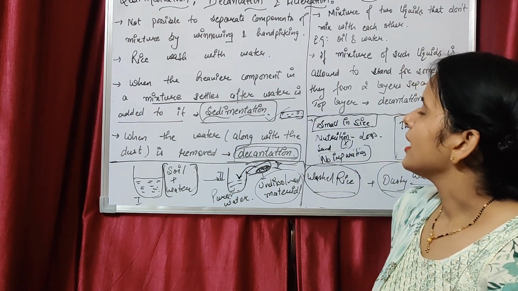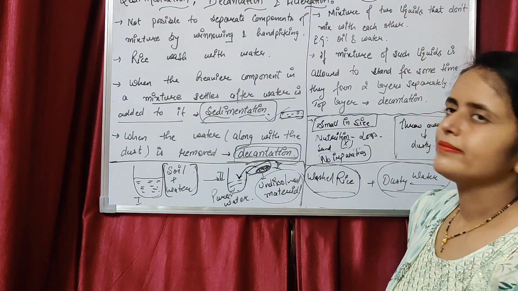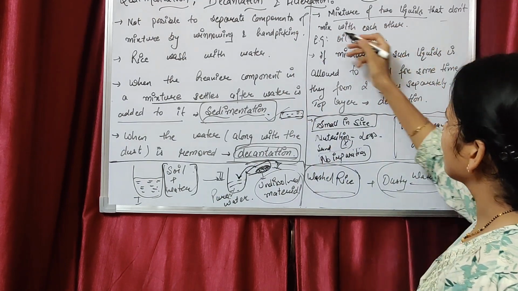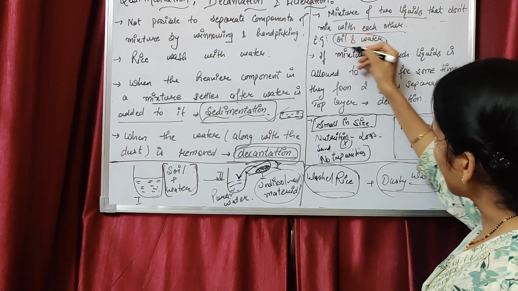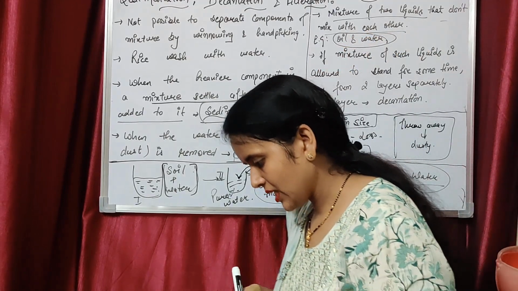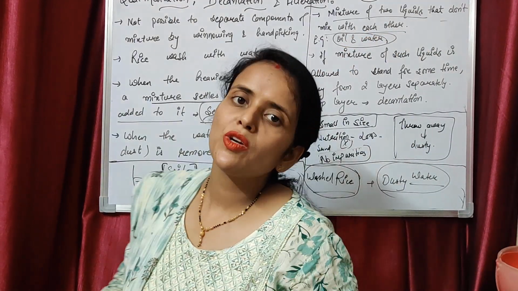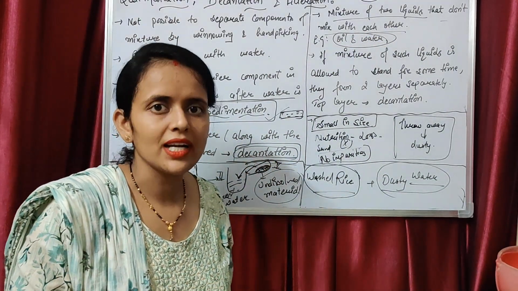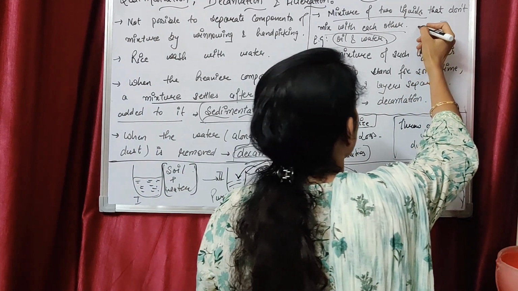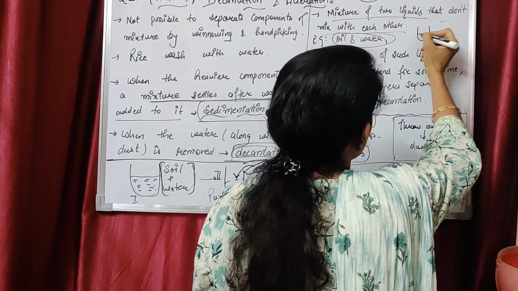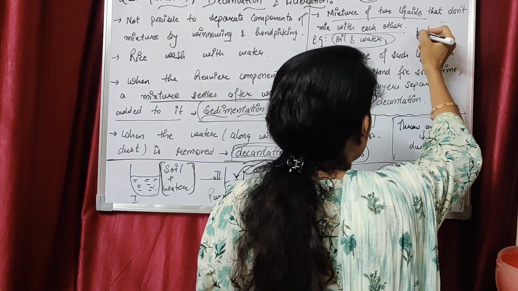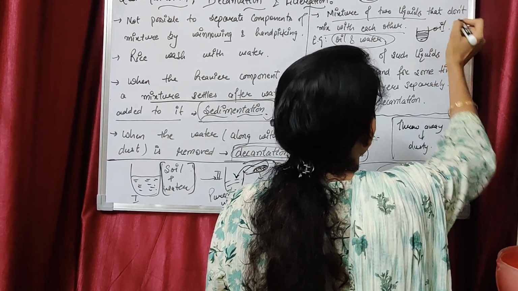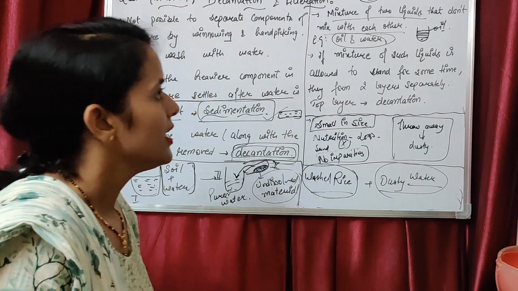Any guesses? So, no. A mixture of two liquids that do not mix with each other, for example oil and water. The first example is oil and water. When you add some oil and water in a glass or a bucket, the oil will make a separate layer on the water. This is the water, and this is the oil. Oil will make a separate layer in water.